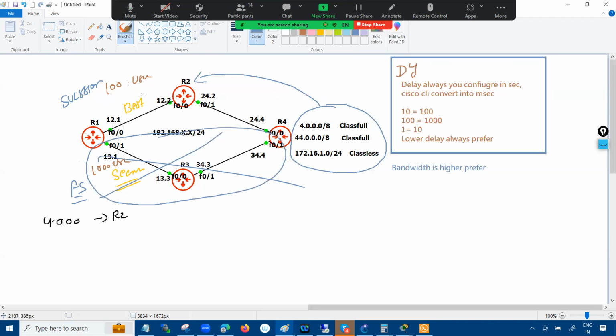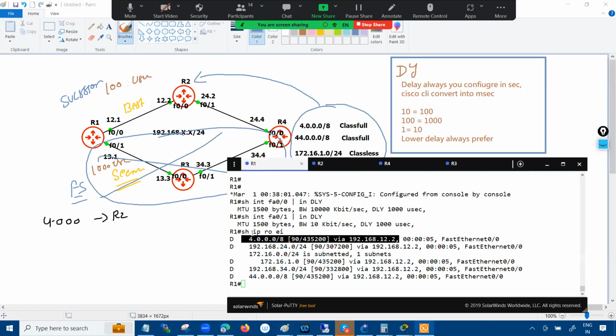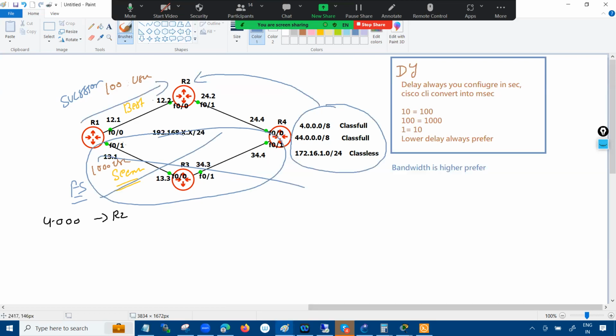Because my best is router number 2. So for all the networks, it doesn't matter whether it is 4.0/8, 44.0/8, 172.16 or 1.0/24, for all of these I'm going to send the traffic via router 2. So I cannot utilize router 3. This is the first problem.